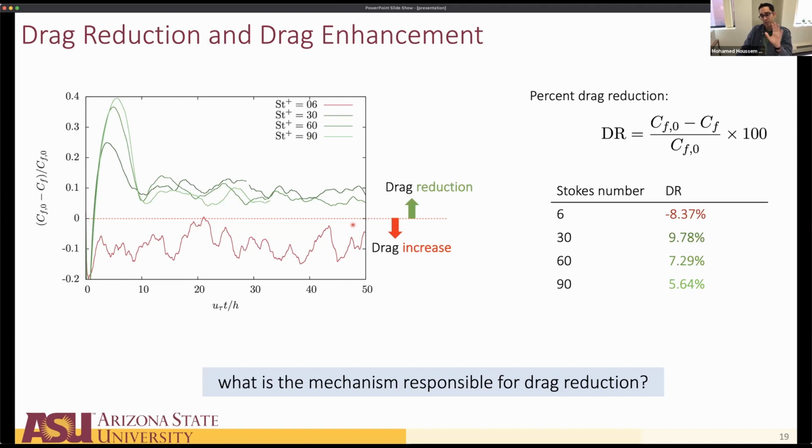And we're actually doing additional simulations at mass loading of 1. And we're seeing a drag reduction of 18% for Stokes 30. Okay, so this is significant, right? And what's also interesting is that we do get drag reduction for Stokes 30, but then it diminishes with increasing Stokes numbers. So this does seem to be a sweet spot where we get the highest drag reduction, and we don't know yet what that sweet spot is.